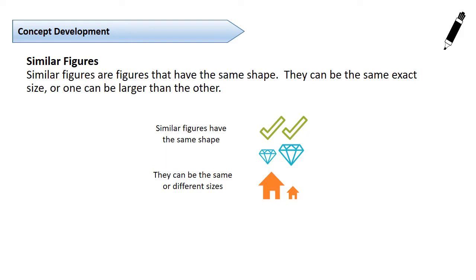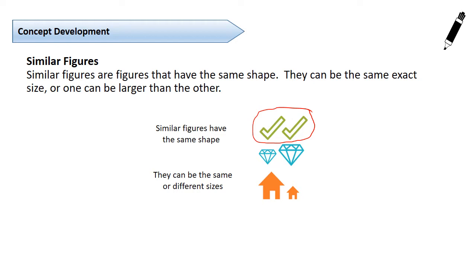Similar figures are figures that have the same shape. They can be the exact same size, or one can be bigger than the other. So we have some examples here. These similar figures here, the first two ticks, they are similar. They have the same shape, they're both ticks, and they are the same size.